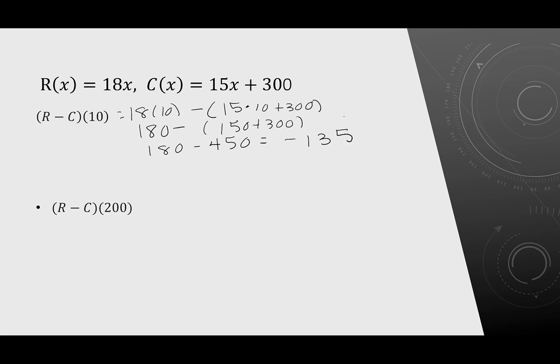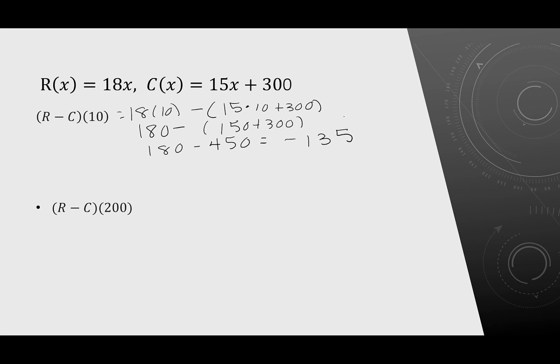So the R and the C, I put in on purpose to stand for revenue and cost. So revenue is how much money a company brings in. Cost is how much money they have to spend to make those items. And you can see here that if this company only sells 10 items, that they're going to lose $135.